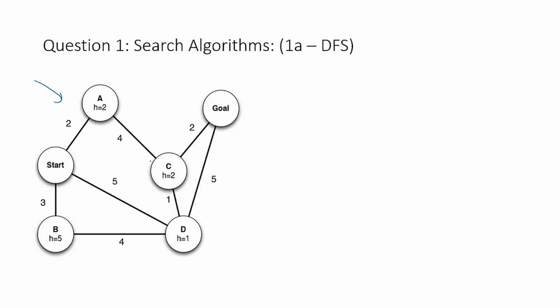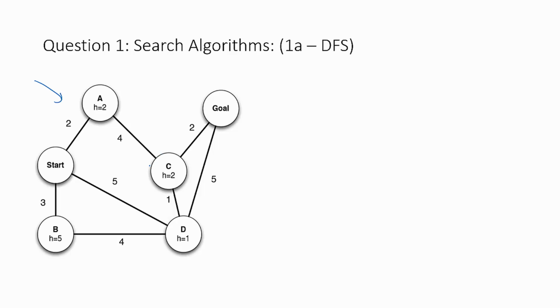We want to see what the order of states expanded are, and what the paths returned by each of the search algorithms are. Let's first go over some small details. For all of the following questions, we'll be running graph search, which means in addition to a fringe, we'll need to keep track of a closed set of states expanded.